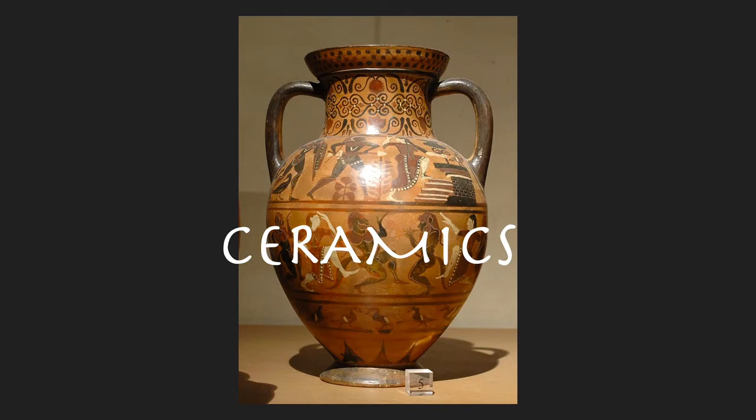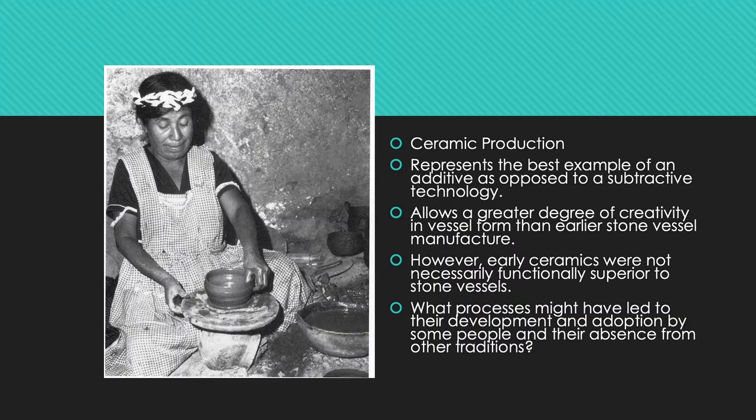Ceramics as well are particularly important to understand in this early development of technology. Ceramic production, like metalworking, represents the best example of an additive as opposed to a subtractive technology. In contrast to stoneworking, you have a greater degree of creativity possible in vessel form. You're not limited by the chunk of stone that you have. You're able to expand beyond that.